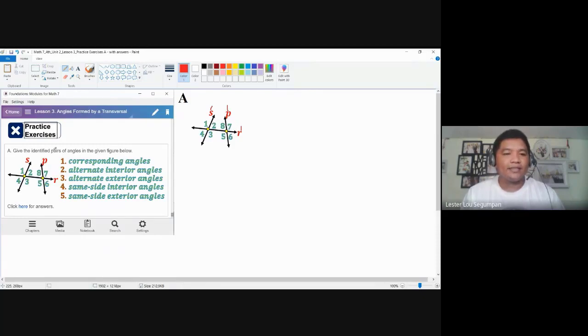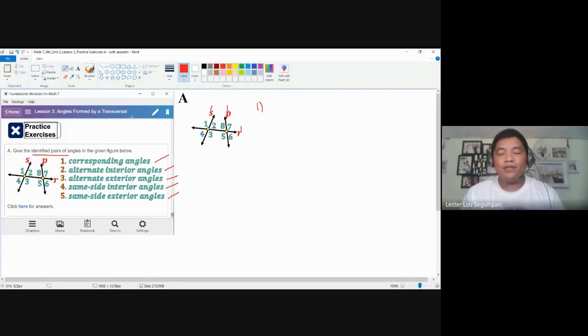And this practice exercise is concerned with identification of the correct pairs of angles, namely corresponding angles, alternate interior angles, alternate exterior angles, same side interior angles, and the same side exterior angles. So we have considerations or conditions for each of these pairs of angles to be met so that we could consider them as corresponding, alternate, etc. Item number one is concerned with a pair of corresponding angles.